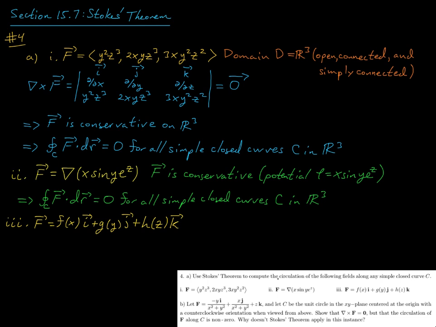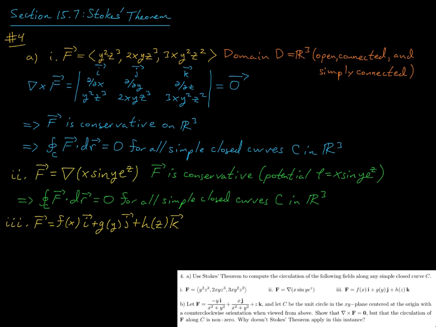All right, for the third vector field here. Now I should have included some conditions here on the component functions f, g, and h, but we'll just assume that they're defined over all of R3 and they have derivatives of all orders. So in other words, they're very nice functions. Notice that the i component depends only on x. That's what this expression f of x is telling us. And likewise, the j component depends only on y, and the k component depends only on z.